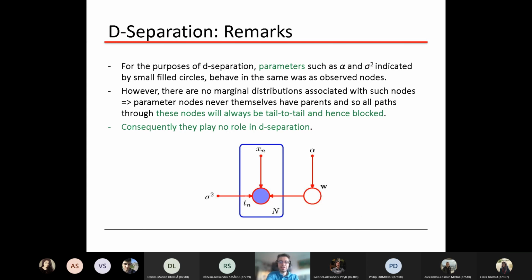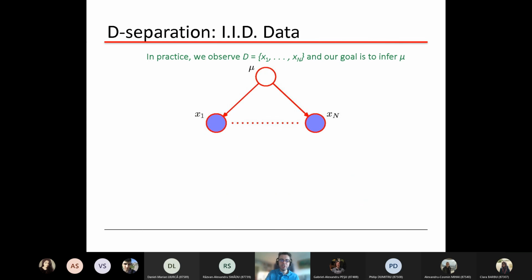And now some remarks on d-separation. We have seen that we have hyperparameters, for example, for the Bayesian regression network. Hyperparameters always behave as observed nodes, and they are always tail-to-tail nodes. So if alpha influences anything else, this is also a tail-to-tail node. And if they act as being observed, actually they don't matter, because if they are tail-to-tail and they are observed, this path of inference will be blocked. So these nodes are always tail-to-tail, and they act as being observed, as being given. Therefore they have no role in d-separation.